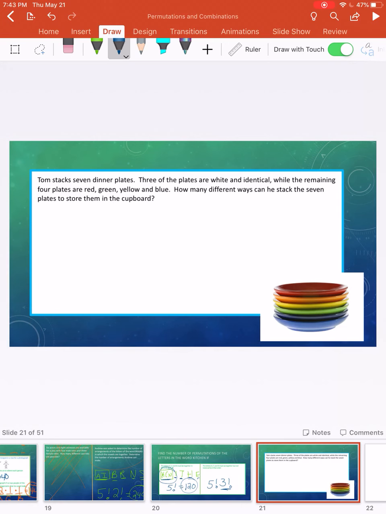All right, we're going to look at some identical object questions now. Tom stacks 7 dinner plates. 3 are white and identical, so we're going to highlight that, identical, while the remaining 4 plates are red, green, yellow, and blue. How many different ways can you arrange this?